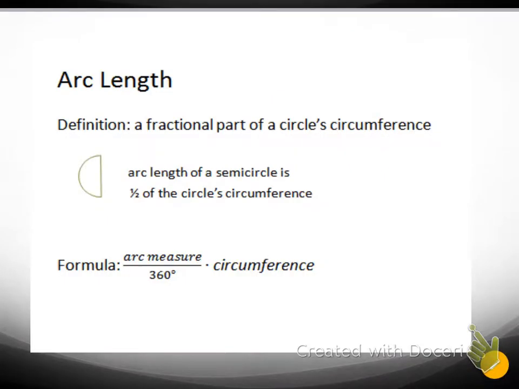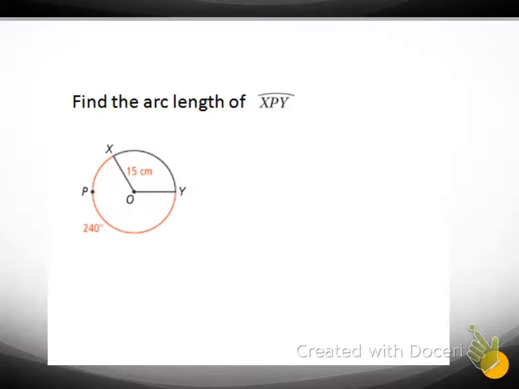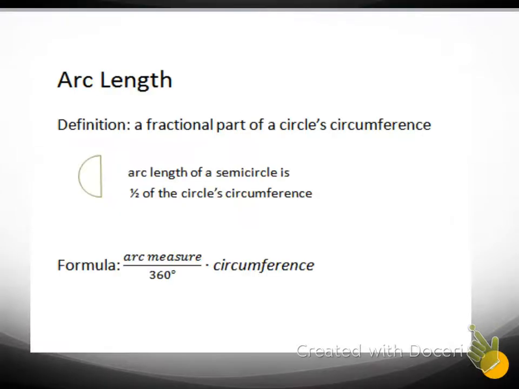Okay, arc length. Definition: a fractional part of a circle's circumference. So the arc length of a semicircle is half of the circle's circumference. So we're going to take whatever that arc measure is, divided by 360, times the circumference. So let's go back and talk about circumference. The equation for circumference is C equals 2 pi times your radius. So that's how we're going to find the circumference.